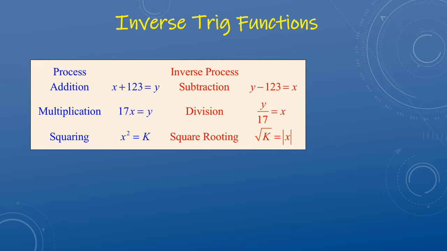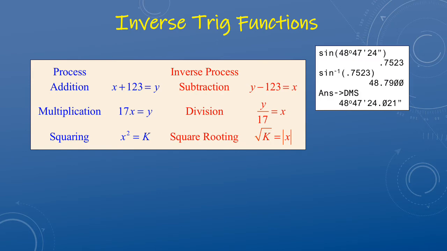Square rooting is the inverse process to squaring, but with one small caveat. If we start with some value of x and square it, we get k. However, if we then take the square root of k, we get the absolute value of x, because square root must be a positive number. So if x were negative and then we squared it, we would get a positive. When we then take the square root, we go back to the positive, not the negative. So squaring and square rooting are inverse processes when our value of x is greater than or equal to 0.